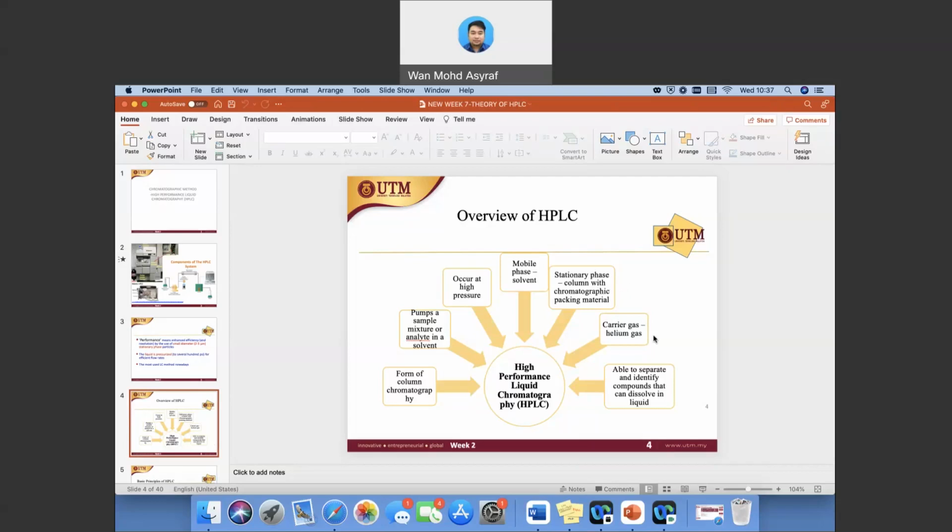And then there is also a carrier gas, where in this case there is a helium gas that has been used in HPLC. And then lastly, HPLC is able to separate and identify compounds that can be dissolved in liquid. So this is important. HPLC can be used to identify anything that can be dissolved in a liquid. If there is a suspension or undissolved material inside your sample, it cannot be analyzed by HPLC.